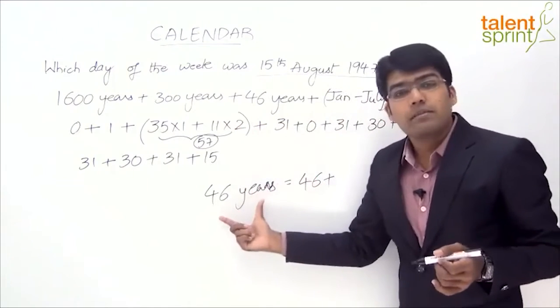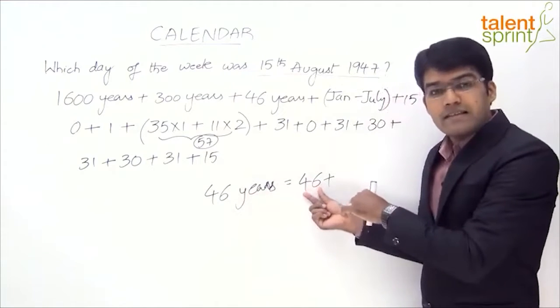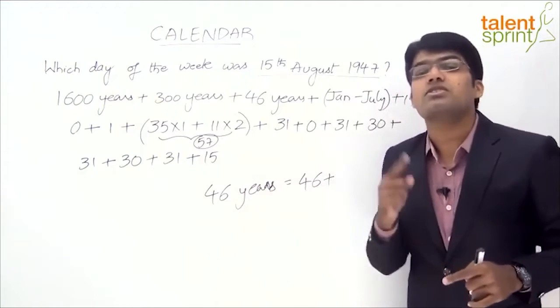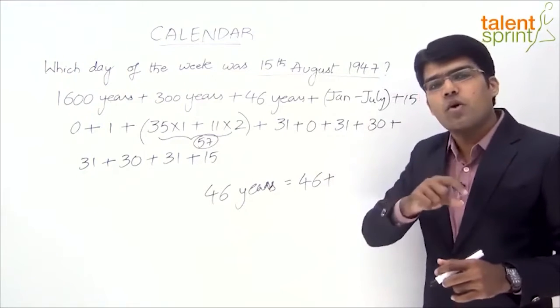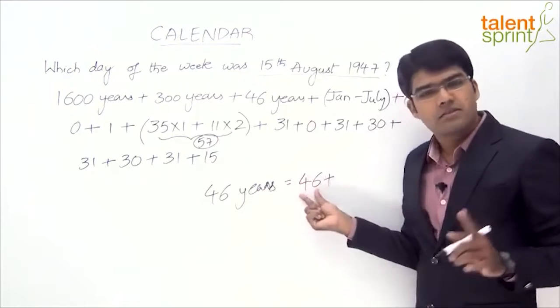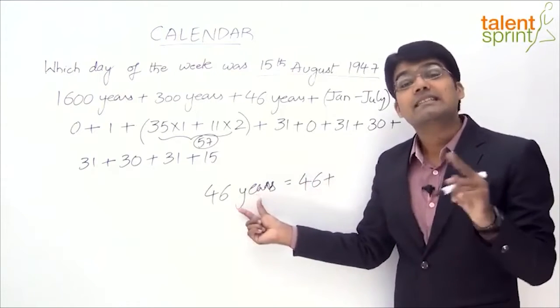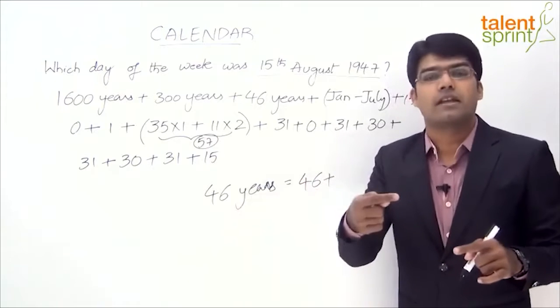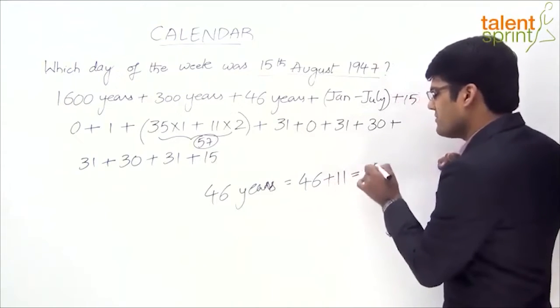Now in these 11 leap years, we have already considered 1 odd day in the 46. Now each leap year will have 1 additional odd day, right? Ordinary year 1 odd day, leap year 2 odd days. So for all these 46 years we have taken 46, which means for every year 1 odd day has been considered. Now there are 11 leap years. In these 11 leap years there will be 1 additional odd day each, right? So we'll say plus 11. 46 plus 11 is equal to 57.